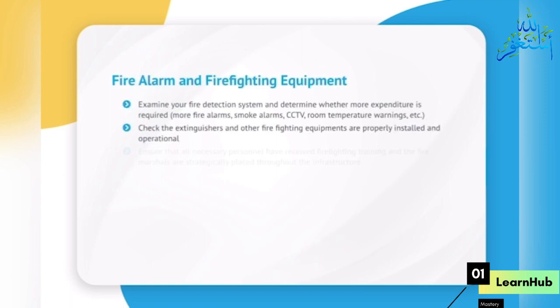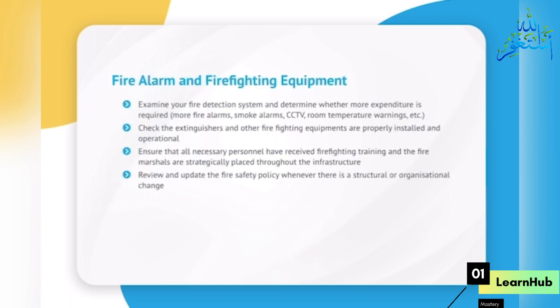Examine your fire detection system and determine whether more expenditure is required: more fire alarms, smoke alarms, CCTV, room temperature warnings, etc. Check that the extinguishers and other firefighting equipment are properly installed and operational. Ensure that all necessary personnel have received firefighting training and that fire marshals are strategically placed throughout the infrastructure. Review and update the fire safety policy whenever there is a structural or organizational change.